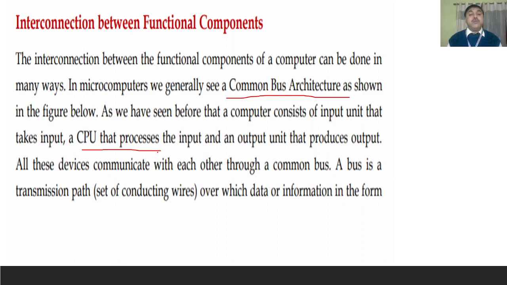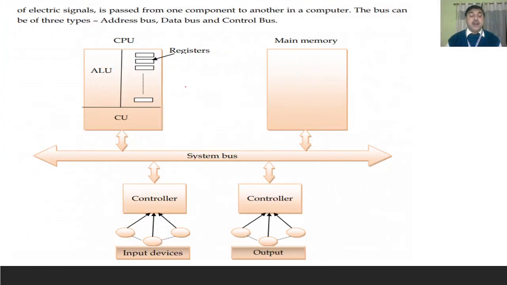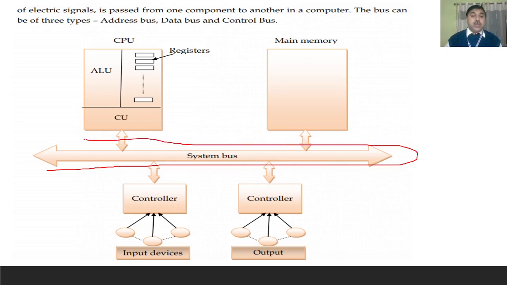There is one common bus, or common section, through which the data will be transmitted and worked on. See here, in this particular section, what I am talking about is the common bus. That means this is the common path through which we can transmit the data.